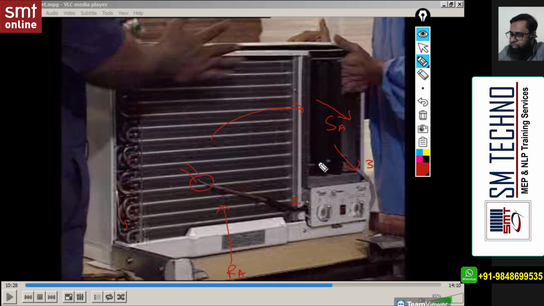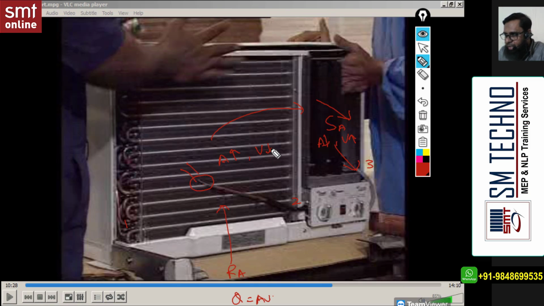So if the area decreases, what will happen to the volume? And I think you know, Q equals A V, the continuity equation. So here area is less, means velocity is more. Here area is more, so velocity is less. Okay, so return with low velocity because area is more, and supply with higher velocity to avoid the short circuit of air. Because both are very close now. If I maintain the same velocity, the cool air may directly get sucked into the return.